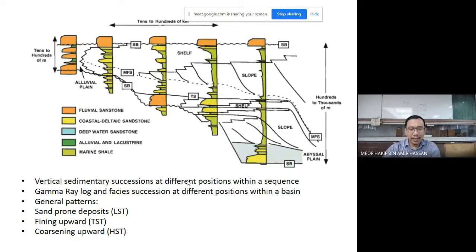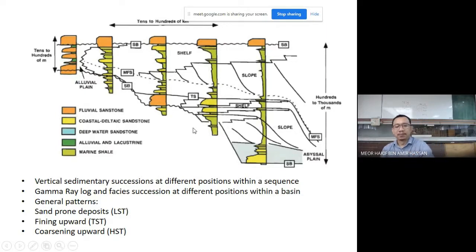And for the HST, because it is shallowing upwards and it is aggrading and prograding, most of the time it's going to be coarsening upward. So that is a nice pattern you usually see when looking at sequences, right? So for example, here I have sedimentary logs for different parts of the basin. Towards my right is deeper, it's towards the basin. Towards my left is towards the land. So I have alluvial plain here and abyssal plain on this side. You can see environments like slope, shelf, and so on. And you have a sequence boundary at the top and another one at the bottom. So between this is a single sequence.